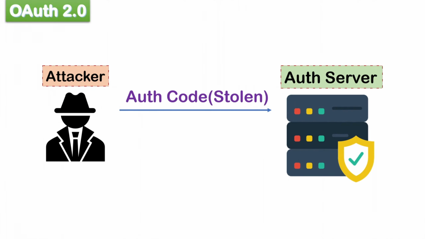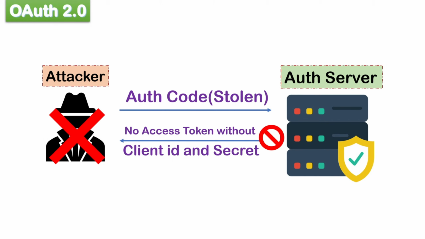If an attacker somehow intercepts the authorization code, which is possible during the user browser interactions, they couldn't use it to access the resource directly because they wouldn't have the client's credentials, which were client ID and secret, because without these, they cannot exchange the authorization code for an access token. This reduces the risk of attacks such as man in the middle or code interception.